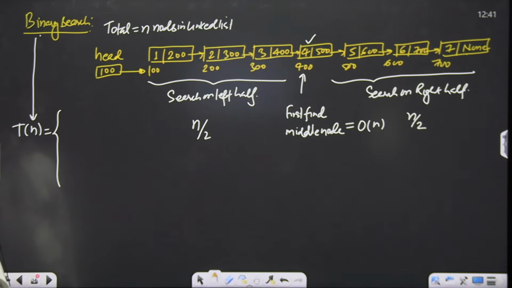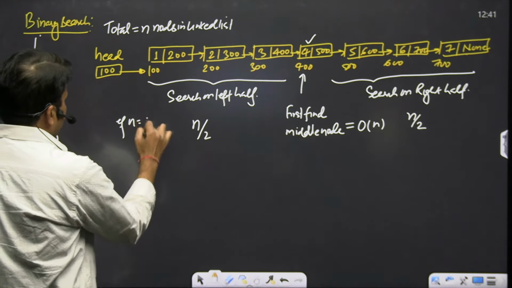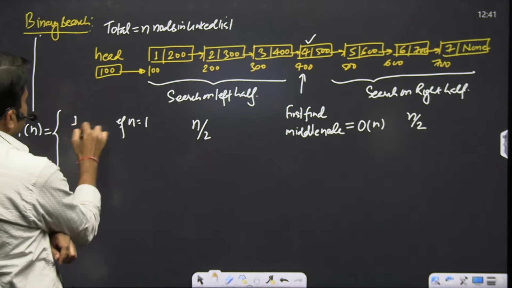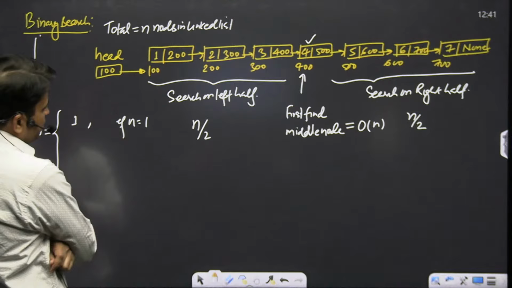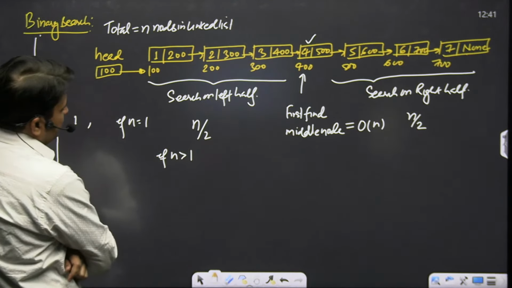So T(n) equals what, students? If n equals 1, then directly you can search, right? The time complexity is what, sir? Constant. This is the base condition of recursion. If n is greater than 1, then what will happen?